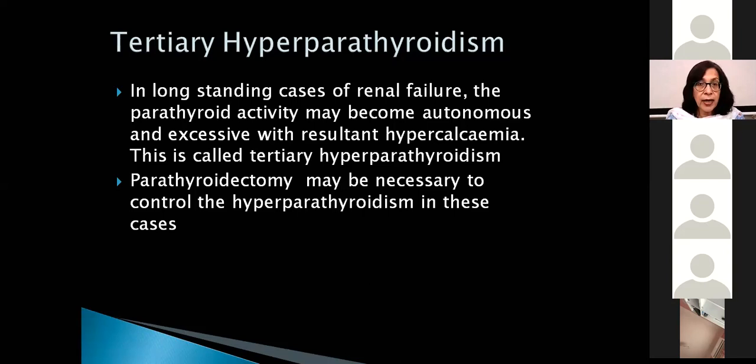So primary has got hypercalcemia, increased PTH. Secondary has got increased PTH, normocalcemia. Calcium levels normal. Tertiary has increased PTH, increased calcium. Okay. Treatment of this is that parathyroidectomy may be necessary.